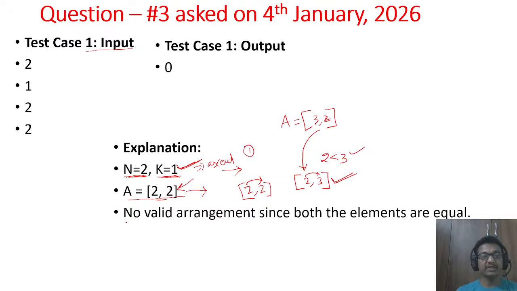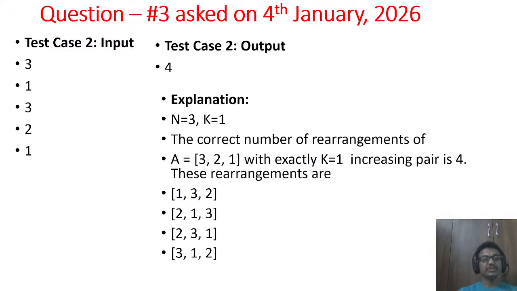So the explanation is given clearly. There is no valid arrangement since both the elements are equal. So this you should understand from test case 1. You should understand almost 50% of the problem from test case 1. With that knowledge, if you proceed to test case 2, your understanding will increase. Got it? Now, let us move to test case 2.